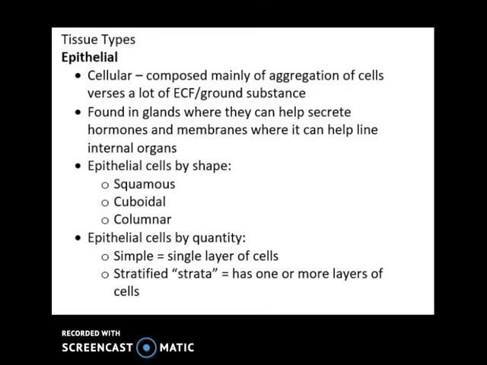Stratified squamous is your most protective covering. It lines your skin. It's durable. And then simple squamous lines your cardiovascular system on the inside towards the lumen, and it's actually the most fragile. A lot of those cuboidal and columnar cell types are found in glands that need to produce lots of things and secrete them. So, yeah.